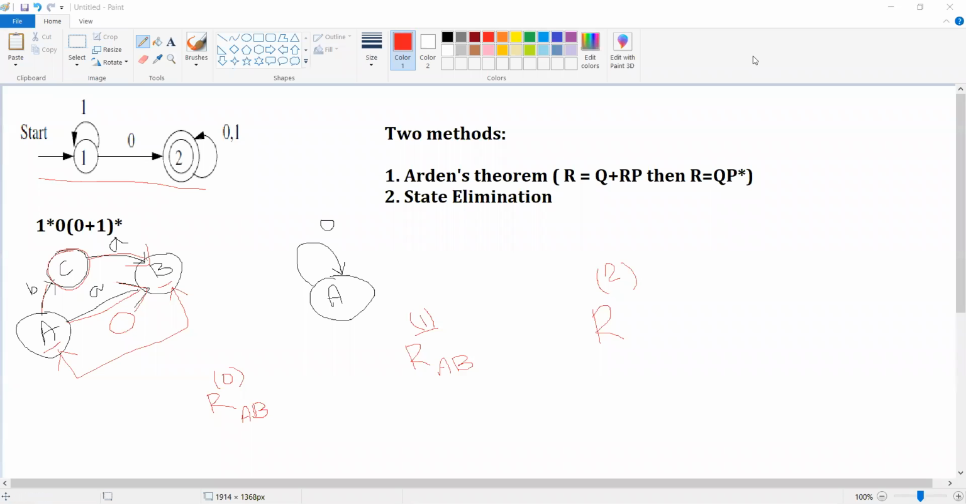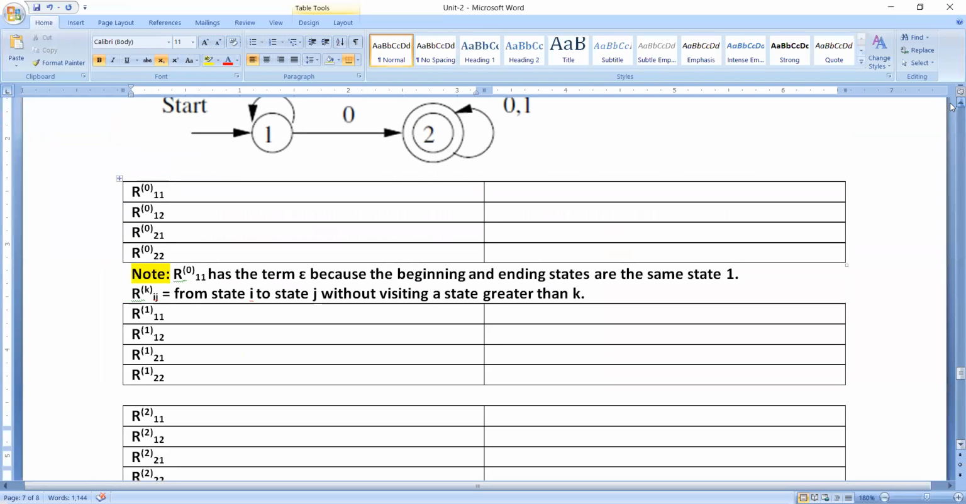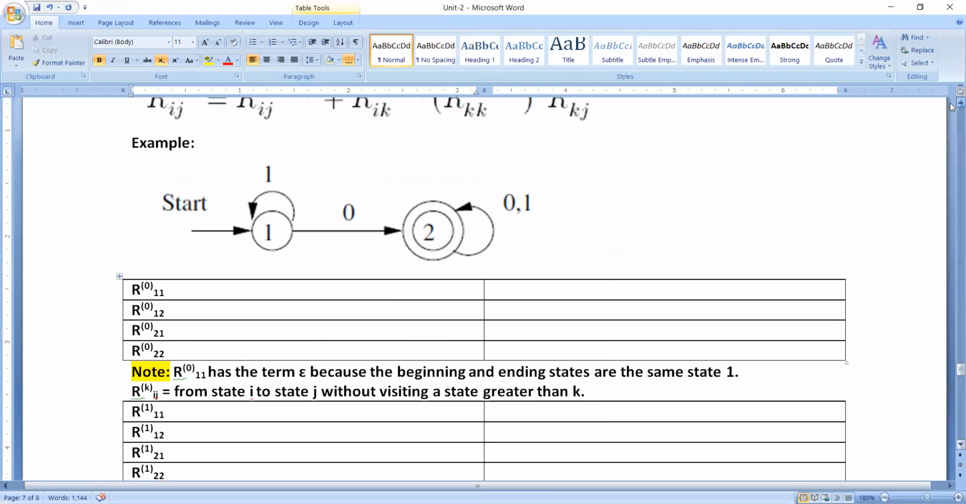That is the reason why, if you look into our table here, we have written R power 2, R power 2, R power 2. That's it. So this is the basic introduction which is required for this third method. Now let's go and try to solve this exercise.